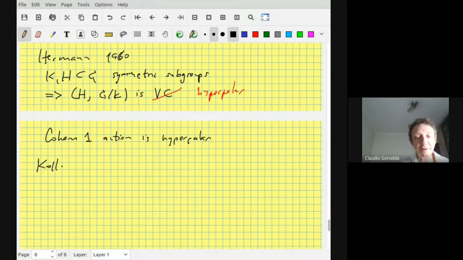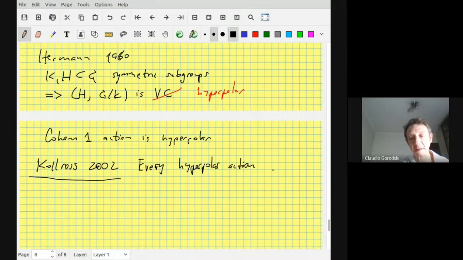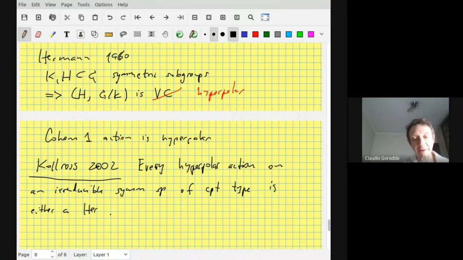So Andreas Kollross, in his PhD thesis published in 2002, classified hyperpolar actions on irreducible symmetric spaces. So he proved that every hyperpolar action on an irreducible symmetric space of compact type is either a Hermann action or homogeneity one, up to orbit equivalence, I mean, up to replacing the action by another action with the same orbits.